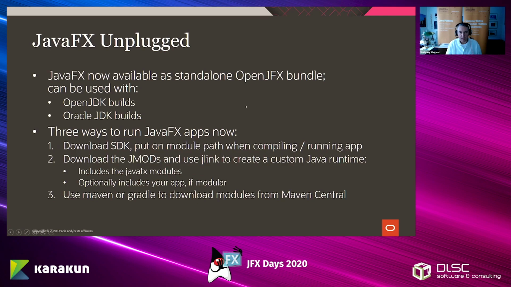The second way is to download the jmods, the individual modules, and use jlink to create a custom runtime, because after 11 you won't have any predefined JRE. You need to build your own one, which is five to seven times smaller, and then you can include the JavaFX modules and, optionally, your application if it is modular. The third way is to use the popular Maven plugin, or even Gradle.